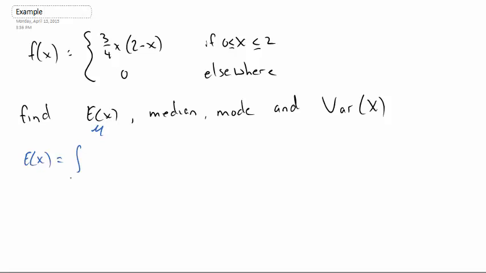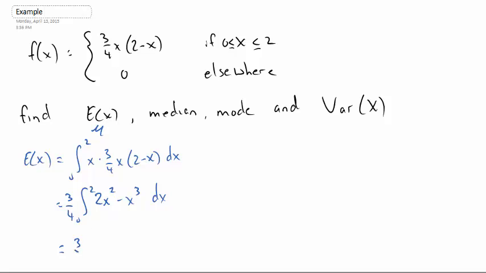The expected value would be the integral from 0 to 2 of x times f of x. And, well, this can be simplified a little bit. We have 3/4 times the integral of 2x squared minus x cubed dx. That's a fairly straightforward anti-differentiation. We have 3/4 times 2/3 x cubed minus 1/4 x to the 4th, evaluated at 0 and 2.